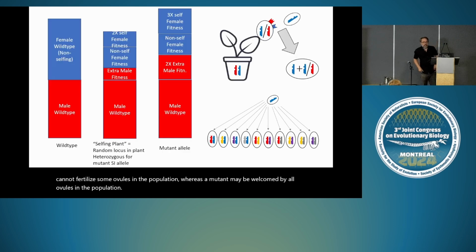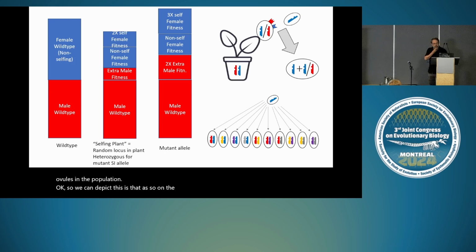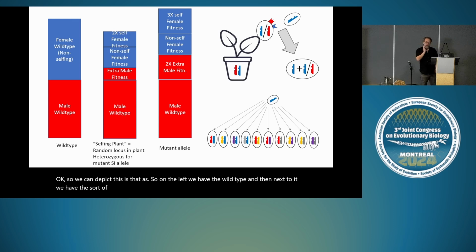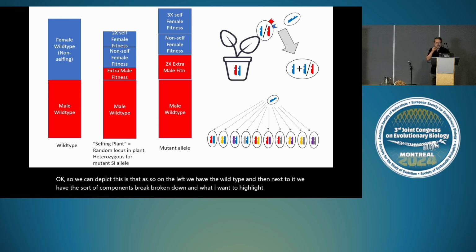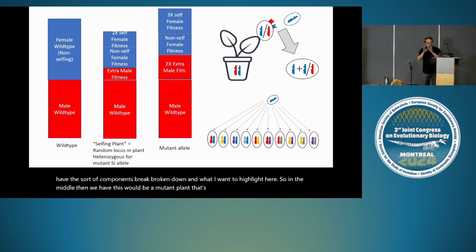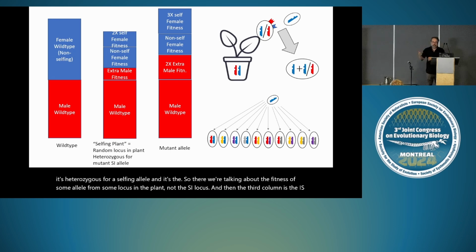Okay, so we can depict this as so. On the left, we have the wild type, and then next to it, we have the components broken down. What I want to highlight here, in the middle, is a mutant plant that's heterozygous, that can self because it's heterozygous for a selfing allele. There we're talking about the fitness of some allele from some locus in the plant, not the SI locus. And then the third column is the mutant SI locus.